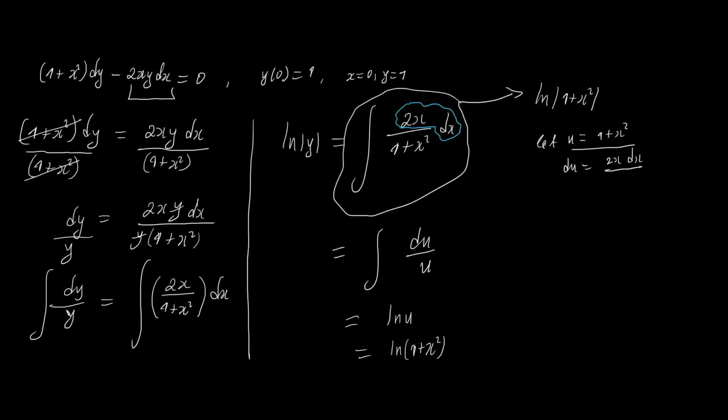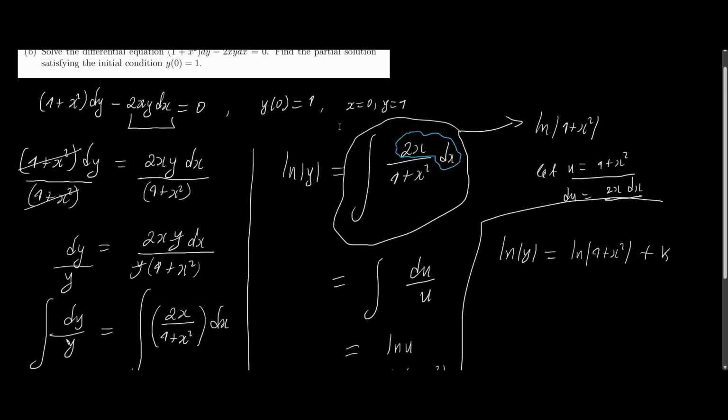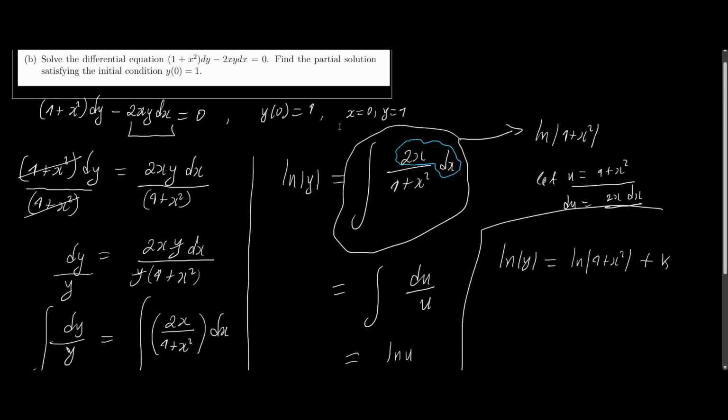So we're going to proceed. Let me just create some space here. We have the ln of the absolute value of y equal to the ln of the absolute value of 1 plus x squared. Since there were no upper or lower bounds, this will be plus a constant k. The first thing we need to do is use the condition given above, y(0) equals 1, to get the value of the constant k and substitute it in our solved differential equation, and look for the value of y.